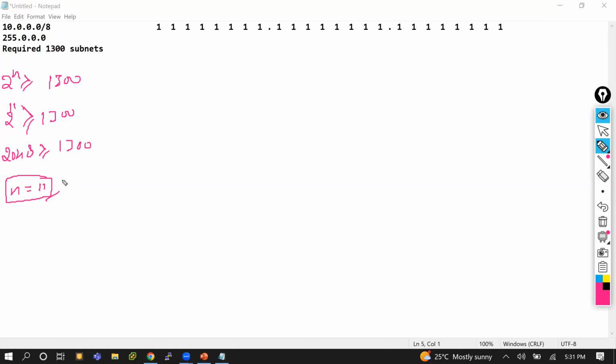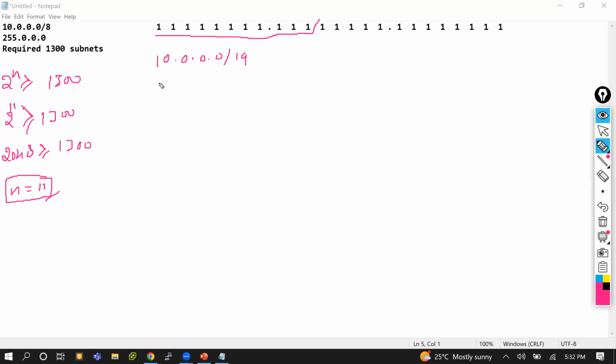From the left hand side we'll start. So we'll borrow 8 bits from the second octet, and 3 bits from the third octet. 8 plus 3, 11 here. Now what is the subnet mask? It is 10.0.0.0 and /19. 8 plus 11, that is 19.